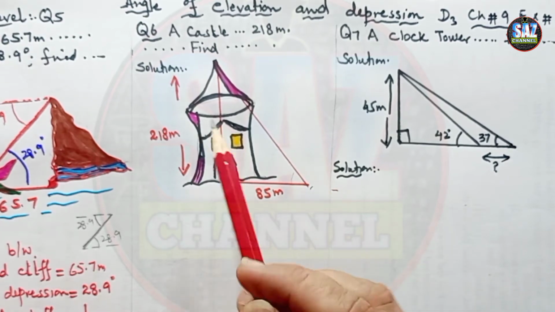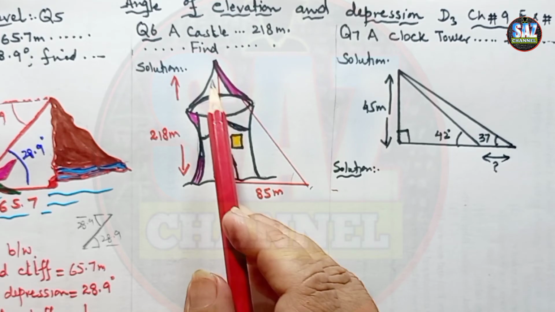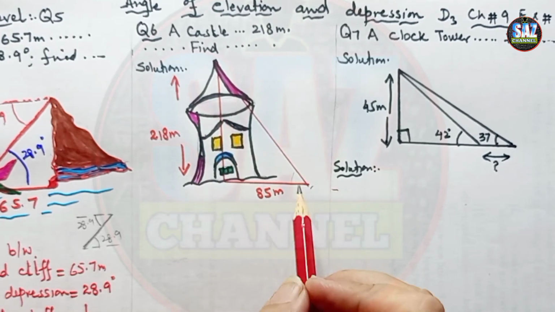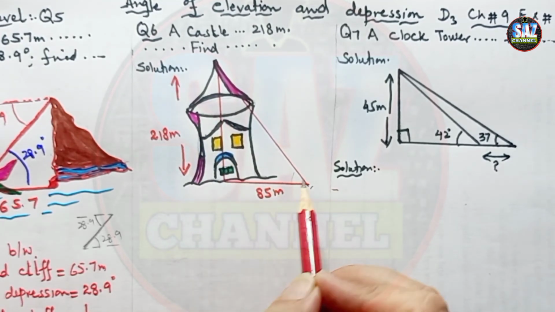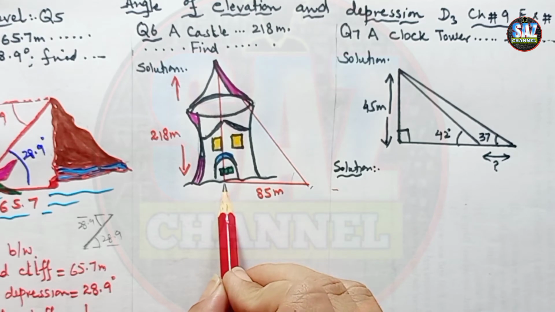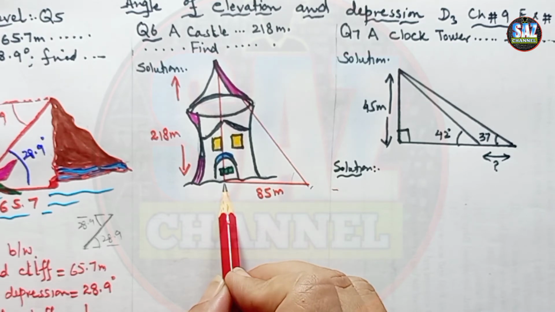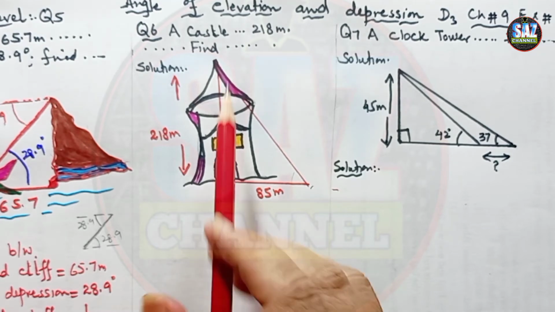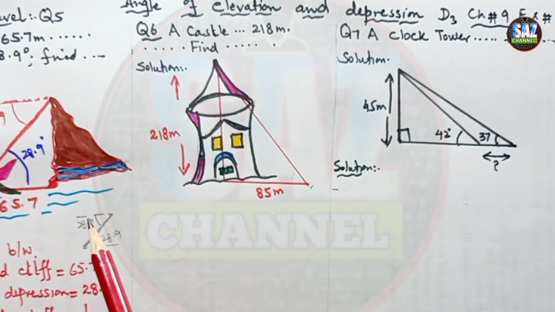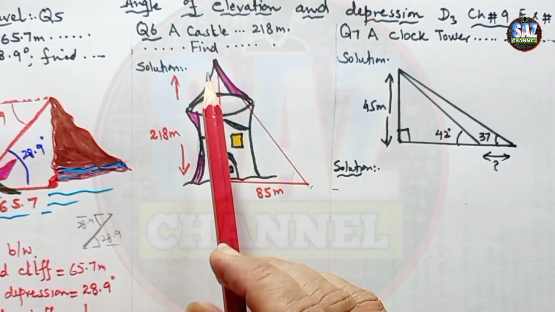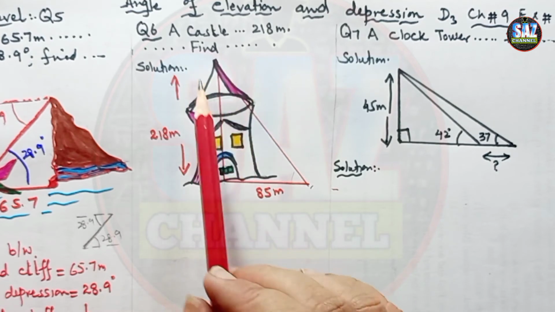Okay, here we are given the height of this building and the distance of a bird from the foot of this building, and we have to find the angle of depression of the bird from the top of this building. Now recall that the angle of depression will be made outside this triangle.